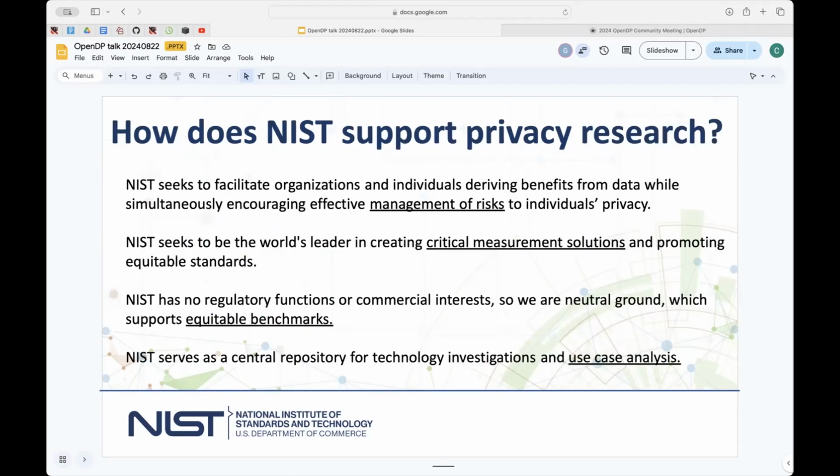So let's go on to the next slide. Thanks. So NIST seeks to facilitate organizations and individuals deriving benefit from. So I want to talk a little bit about why and how NIST is supporting privacy research. One is that we are encouraging the effective management of risks. We have a number of tools for looking at risks for privacy and for artificial intelligence, and a number of other topics. This is one of the key strategies for NIST in general, helping organizations navigate trade-offs.